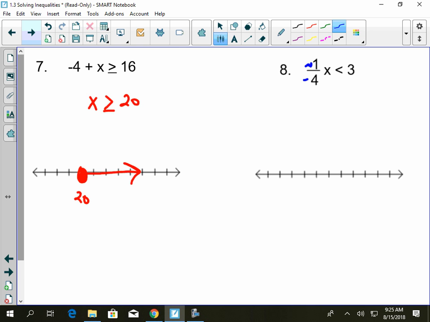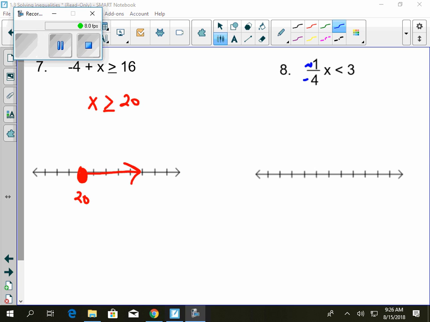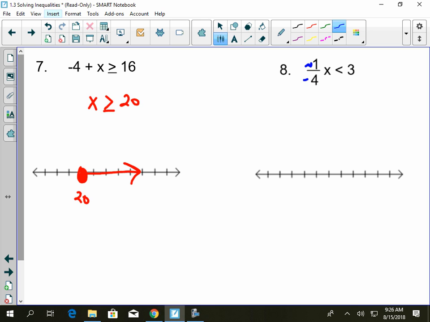Multiply both sides. Hold on. Okay, so I multiply both sides by -4. The -4's cross out, leaving me 1x. 1x and x are the same thing. Did I just multiply by a negative number? Yeah, so I have to flip my inequality. So now x is greater than -12. So I go -12, greater than, open dot, go to the right, bam. Easy, easy, lemon squeezy.